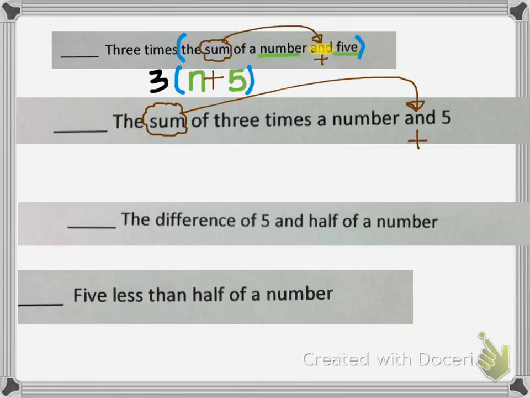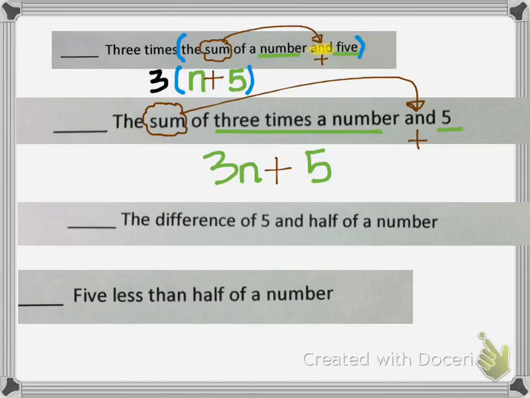So we know where we're going to place our plus sign, but we're finding the sum of 3 times a number and the number 5. So we first have to write an expression for 3 times a number, and we're going to also write the number 5, and they will be separated by the sum or the plus sign.